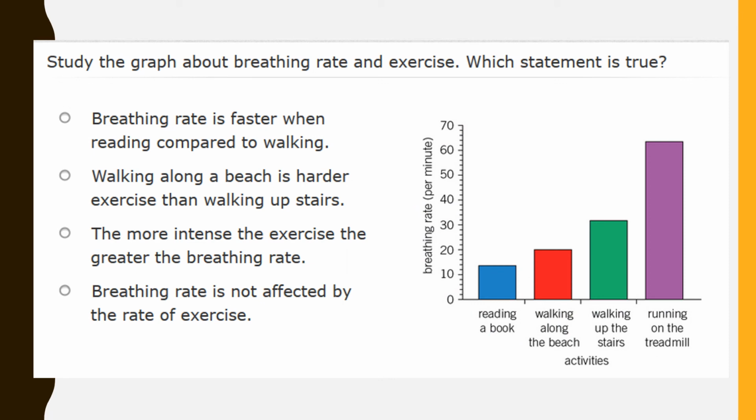Okay, we're going to be finishing off now with some true or false statements on some data. We've got a graph here that's got the breathing rate on the y-axis, and then going along the x-axis we've got some different activities, so reading a book, walking along the beach, walking up the stairs, or running on a treadmill. So we'll go through each one and you can decide whether you think that statement is true or not.